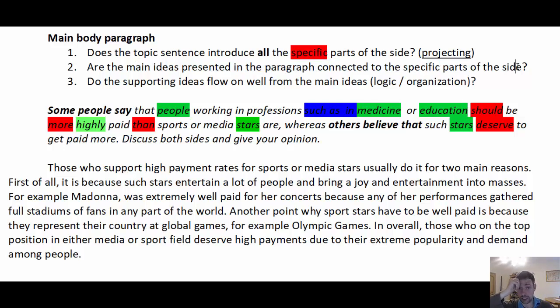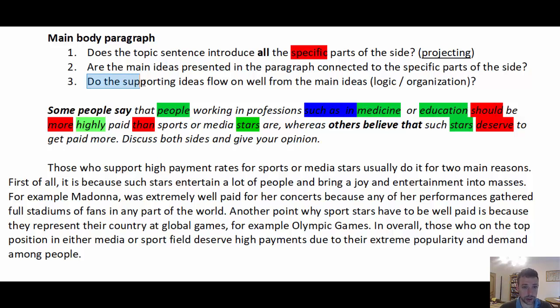The next one: are the main ideas presented in the paragraph connected to the specific parts of the side? As you're presenting your main ideas in the paragraph, what are the main ideas? Discuss both sides, two reasons. If it's advantages and disadvantages, then the two main ideas will be two main advantages or two main disadvantages. So here the main ideas will be the two main reasons. Are they connected to the specific parts of the side, the actors that we looked at, and the information and action connected with those actors?